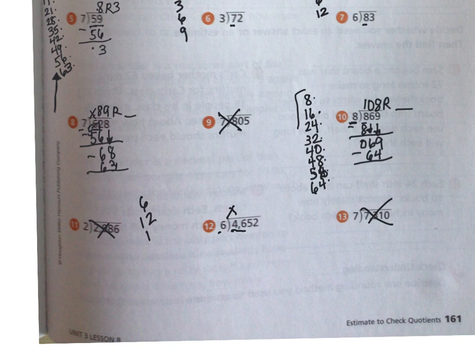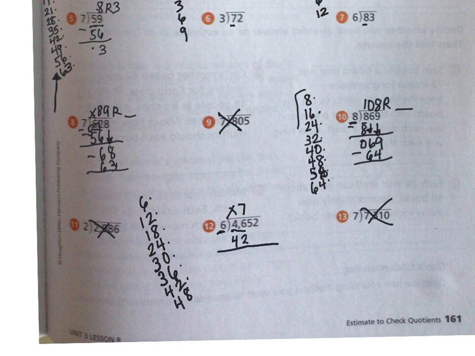12, 18, write them down with me. 24, 6 times 5 is 30, then 36. I've got to keep going, don't I? 6 times 7 is 42. 6 times 8 is 48. Too big. So 42 was 1, 2, 3, 4, 5, 6, 7. 7 times 6, this is the number out here, is 42.